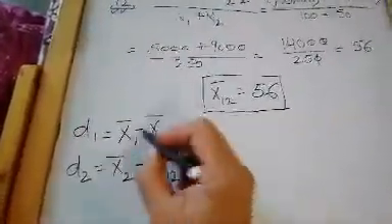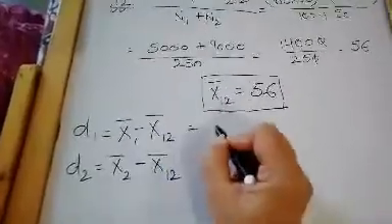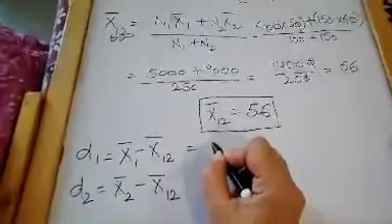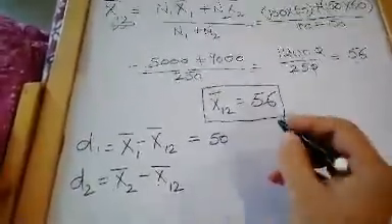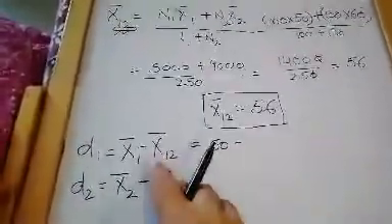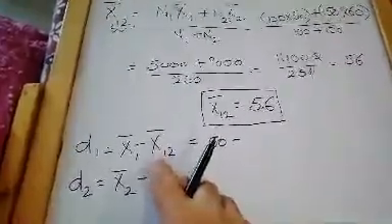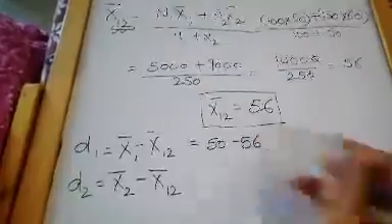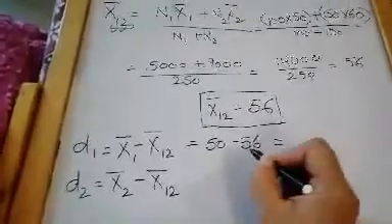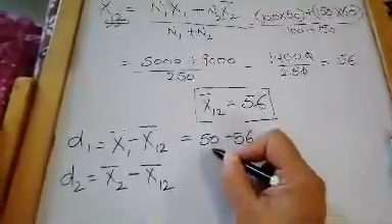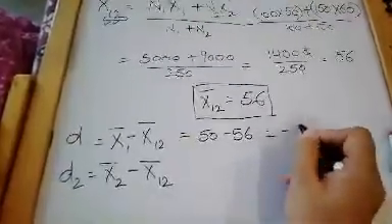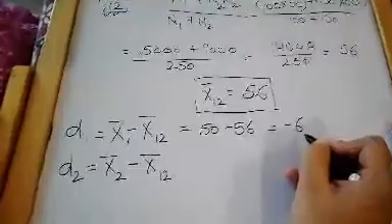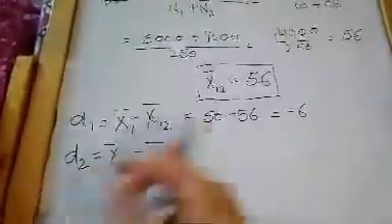So now putting the values over here, what is the value of x1? That means mean of first group, it is 50, minus the combined mean of both the groups, which is 56. Now when I subtract a greater value from a smaller value, my answer will be negative. Okay, so my answer will be -6.